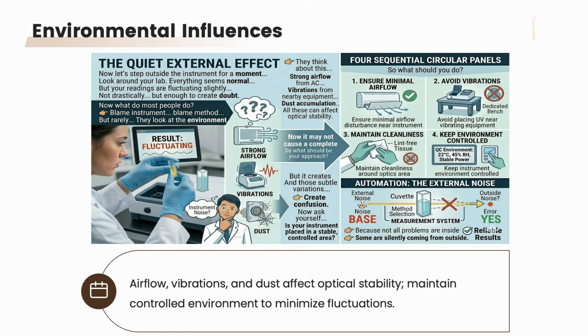Now let's step outside the instrument for a moment. Look around your lab. Everything seems normal, but your readings are fluctuating slightly. Not drastically, but enough to create doubt. Now, what do most people do? Blame instrument, blame method, but rarely they look at the environment. Now think about it. Strong airflow from the air conditioner, vibrations from nearby equipment, dust accumulation, all these can affect optical stability. Now it may not cause a complete failure, but it creates subtle variations, and those subtle variations create confusion. Now ask yourself, is your instrument placed in a stable, controlled area?